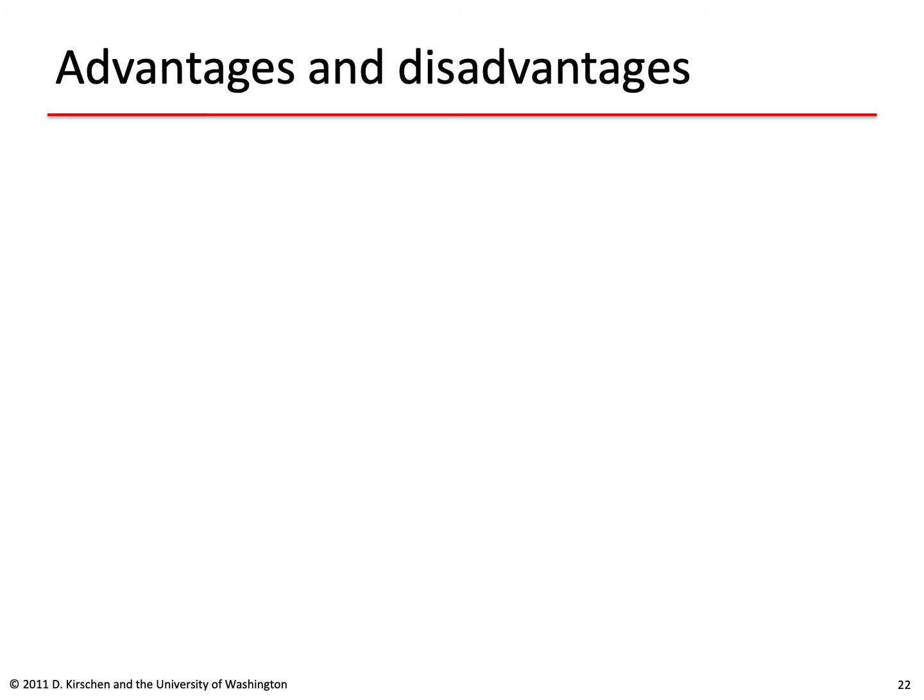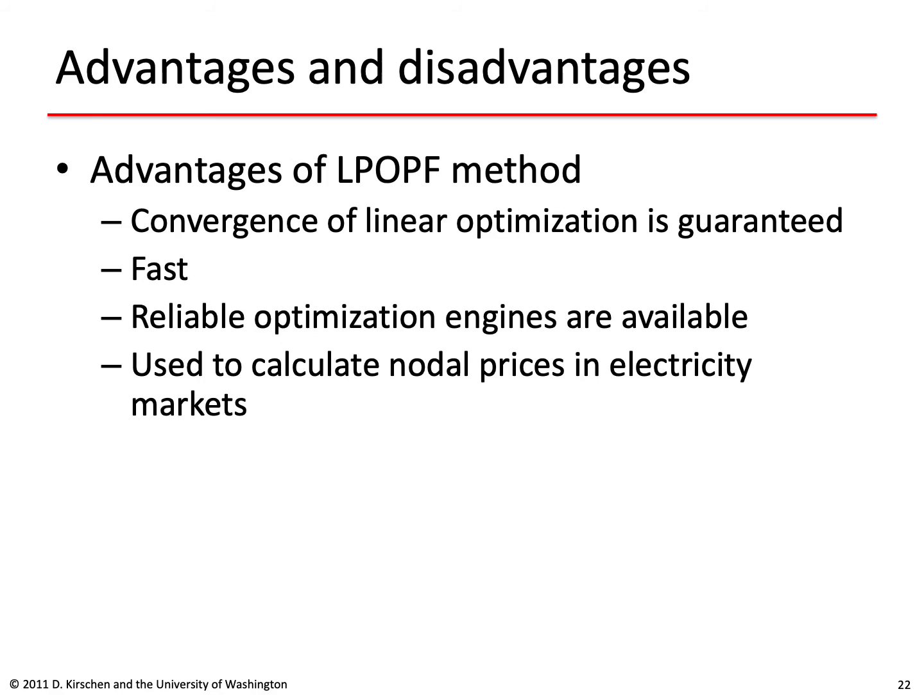This LP OPF has some advantages and some disadvantages. The main advantage of this LP OPF is that you take advantage of the convergence of the linear optimization. It is guaranteed. If there is a solution, it will find it. Linear optimization is also much faster than nonlinear optimization, and very reliable, fast, efficient engines are available. This is why it is used to calculate node prices in electricity markets, because in those markets you want reliability above everything else.